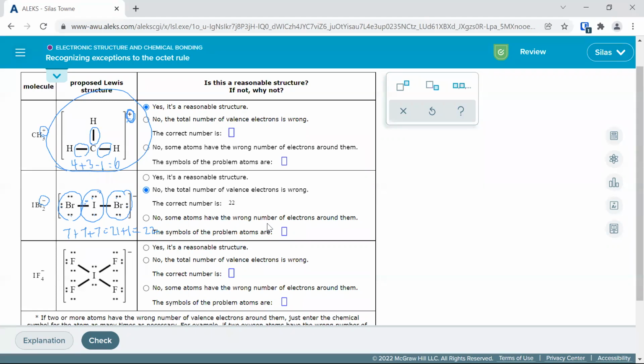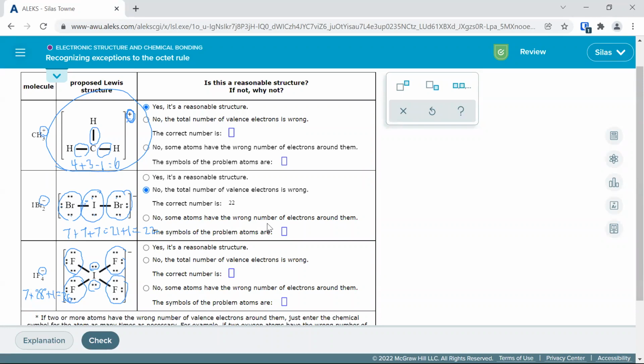So all of these have 7. Iodine has 7. Fluorines have 7. So we have 7 plus 28, and then we're going to add 1 because of this charge. So we have 36. So let's count it. We got 8 plus 8 plus 8 plus 8. So that's 32, 34, 36. So that's looking pretty good. Notice the extra ones went on the central atom, which is what we want to do.